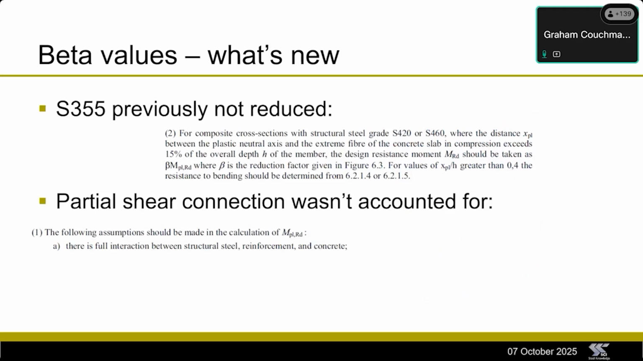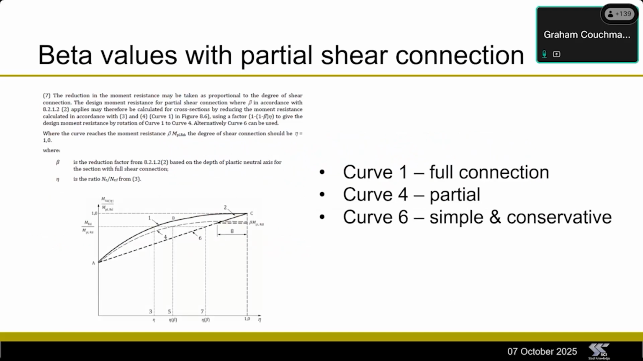In terms of what's new in the second generation, the beta factors themselves are slightly different. S355 wasn't previously covered, and now the rules do allow for partial shear connection. It was always appreciated, qualitatively, that partial shear connection would make it less of a problem, and now the rules do allow for that a little bit.